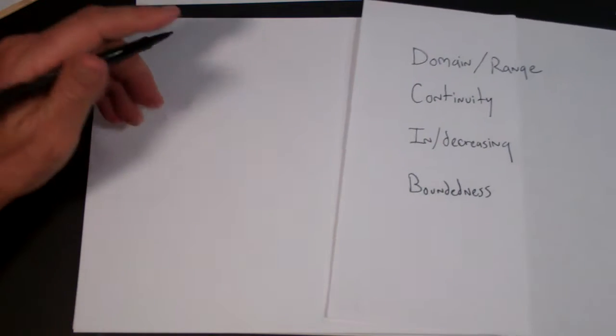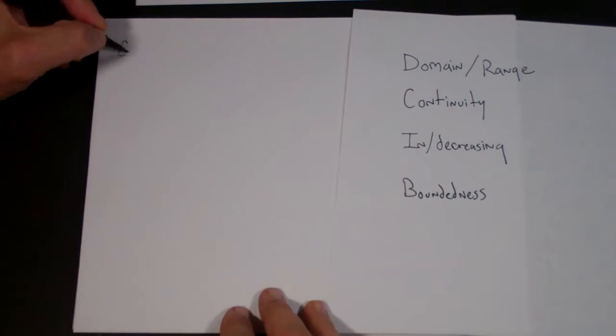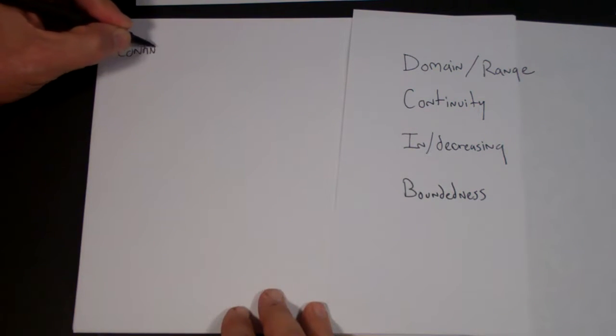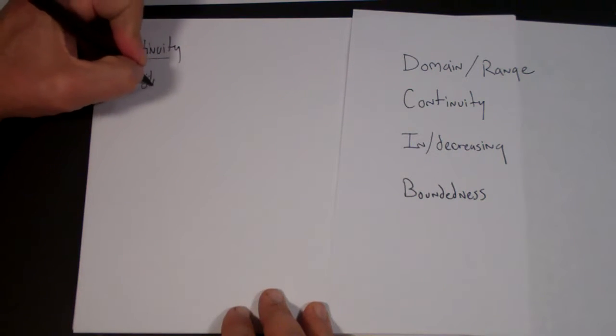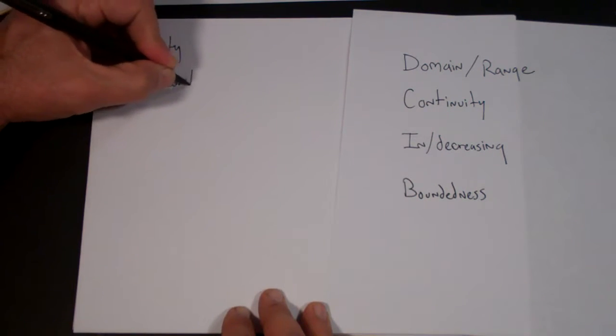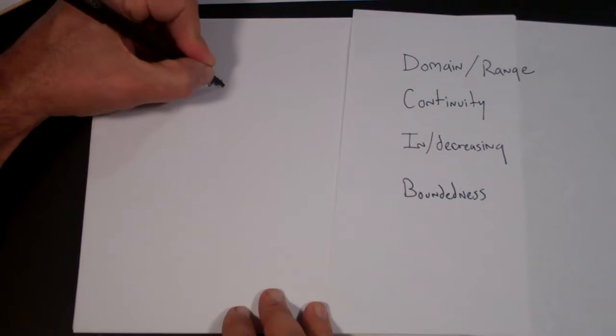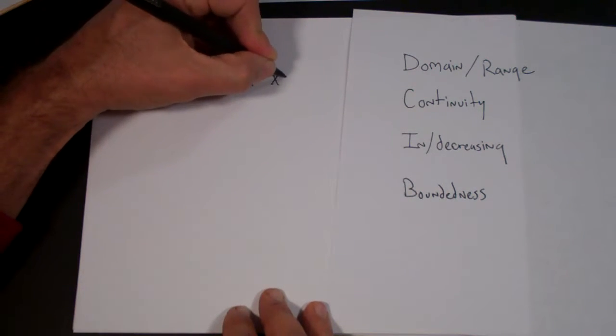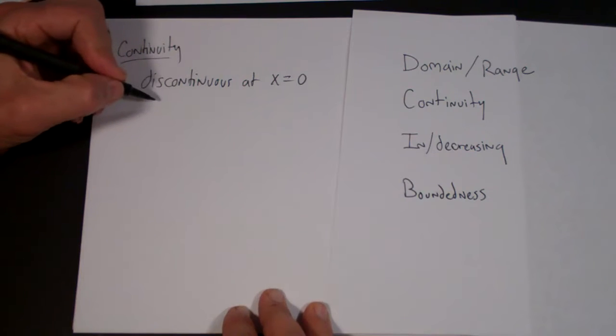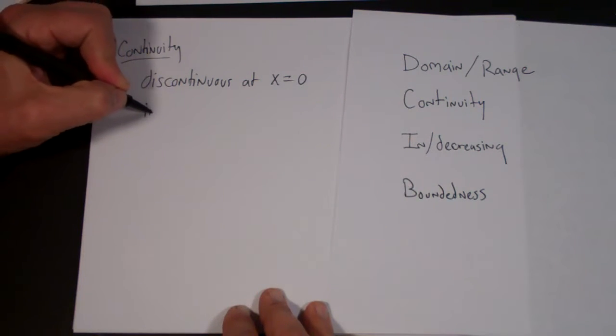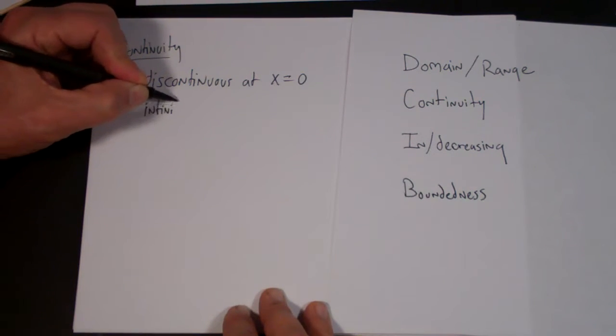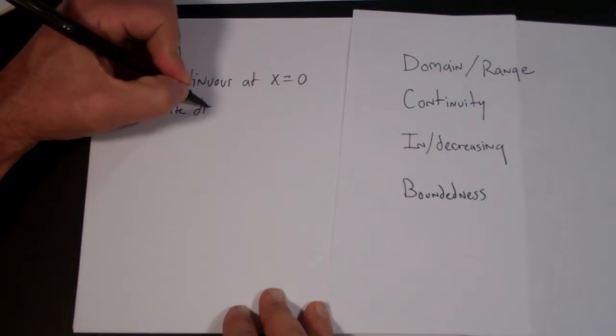Let's look at the next property. The next one is continuity. It's going to be discontinuous at x equals 0. And if you want to know what kind of discontinuity, it's going to be an infinite discontinuity.